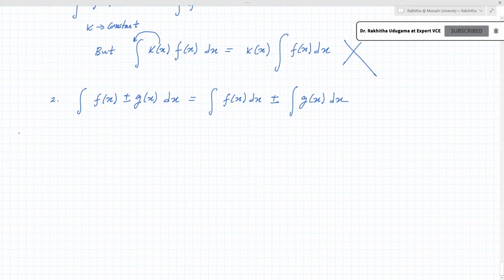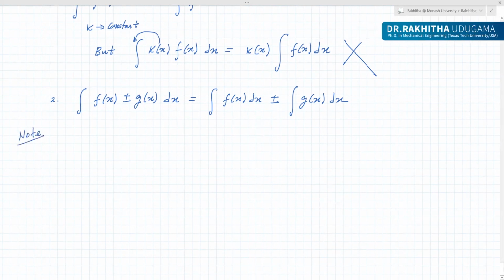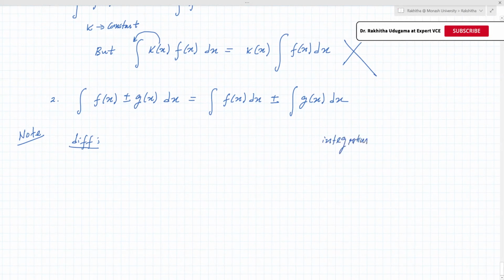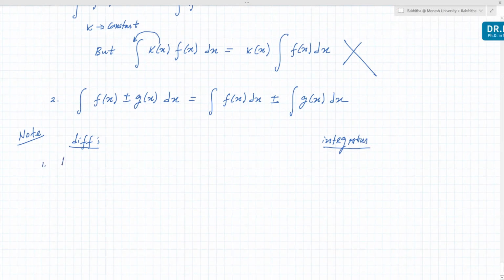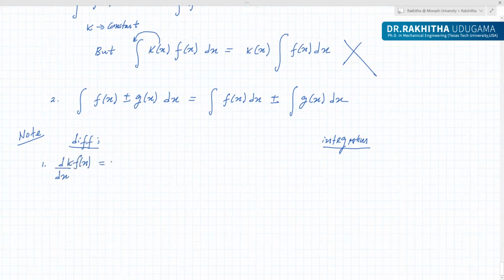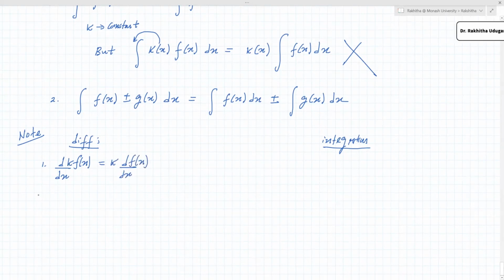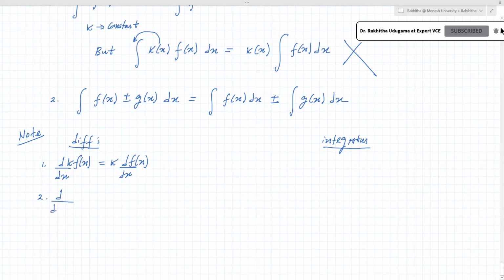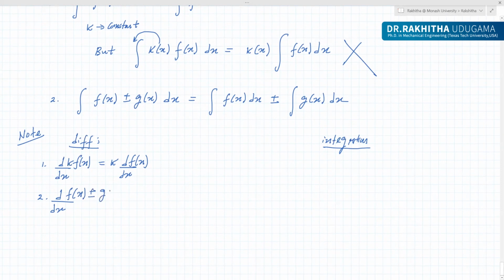Now remember, note, this is for our VC syllabus, in differentiation and integration. I'm going to give you a quick note here. In differentiation, what are the properties we have? The first one would be d/dx of k f(x) can be written as k times d/dx of f(x). This is the first property we have. Second one, d/dx of f(x) plus and minus g(x).